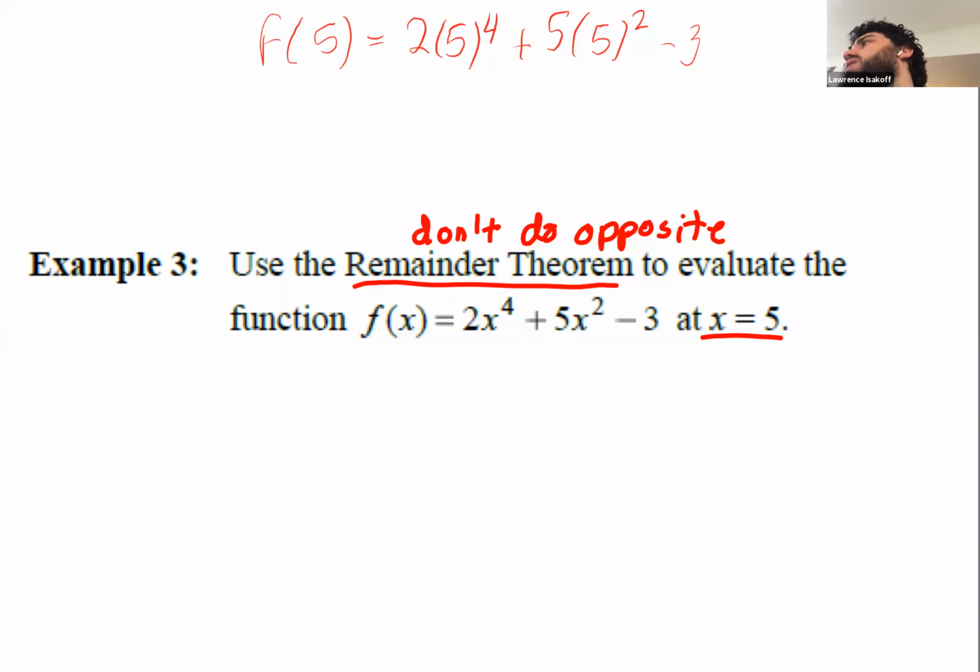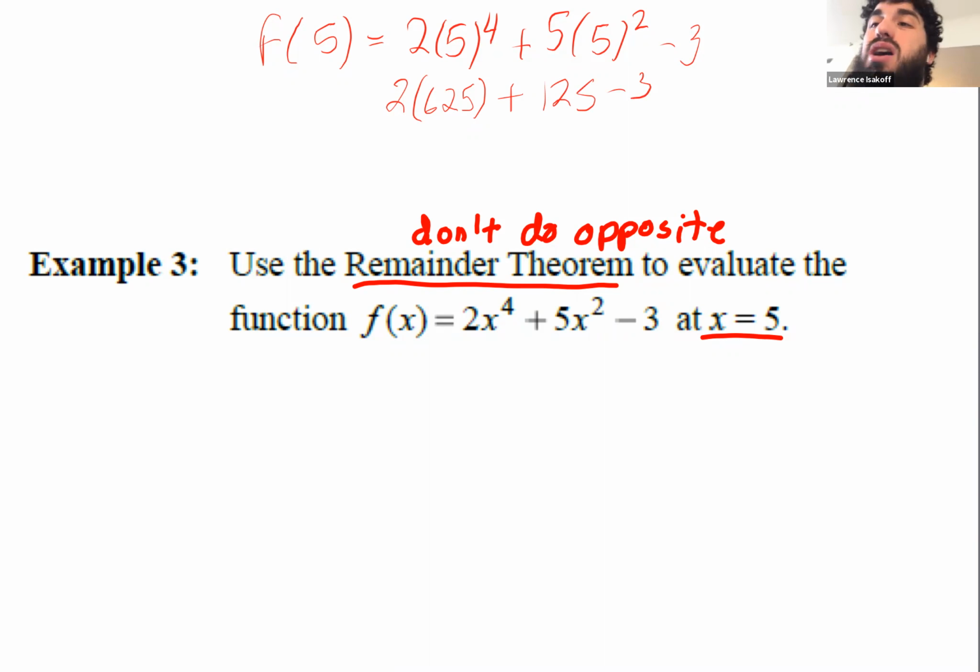Let's see, 5 to the 4th, that's getting awfully big. I'm definitely going to need a calculator for that. 5 to the fourth is, I know it's like 1,000 something, I believe. There we go. Oh no, sorry. So that's 2 times 625 plus, see, 5 squared times 5 is 125 minus 3.